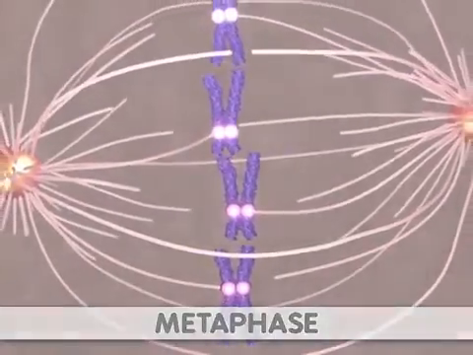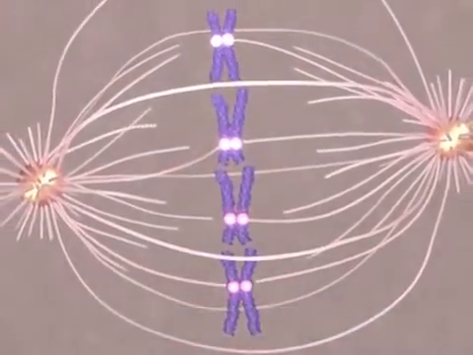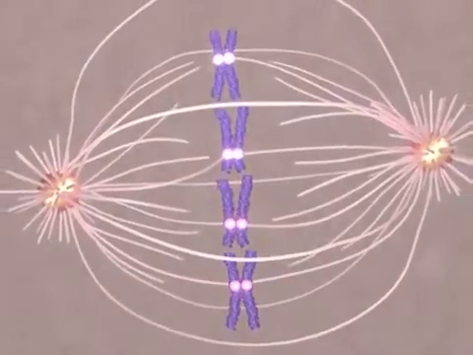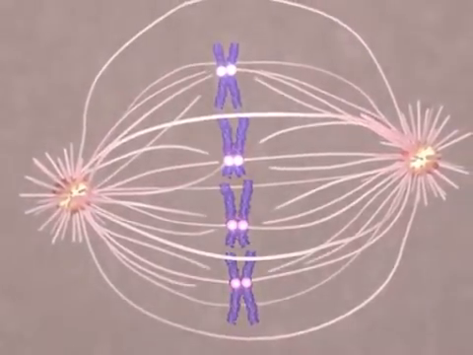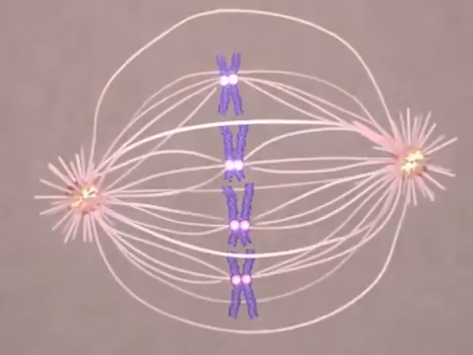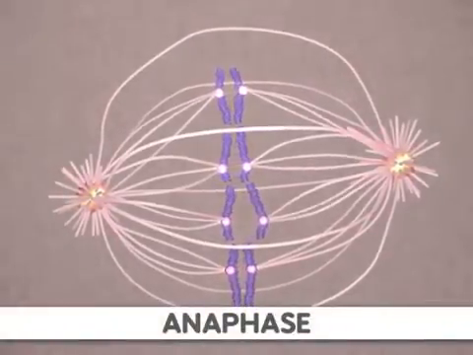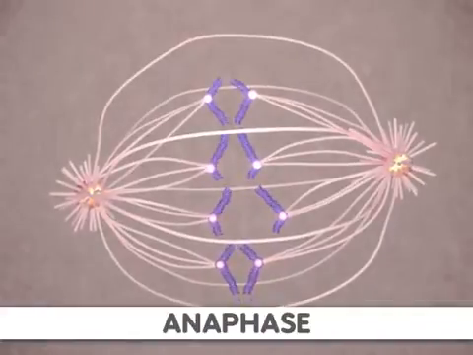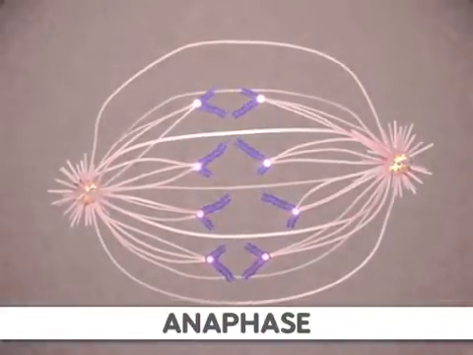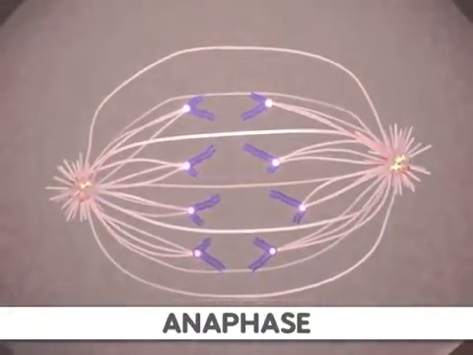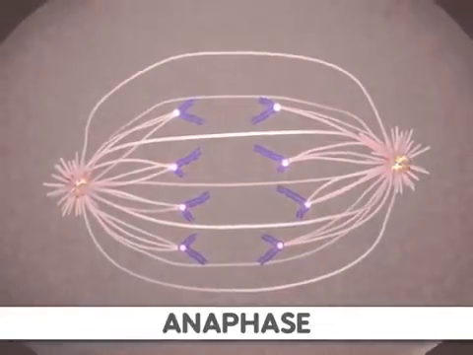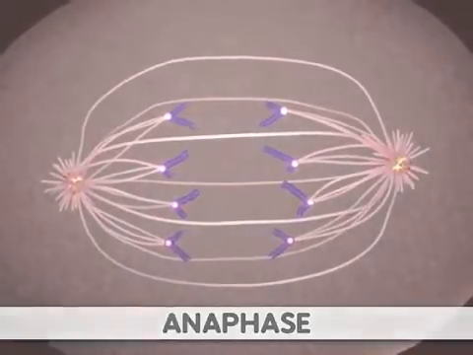Now the sister chromatids are ready to be separated. This occurs during anaphase through a shortening of the microtubules attached to the kinetochores. Additionally, the poles of the cell move farther apart, causing increased separation of sister chromatids. At the end of anaphase, the sister chromatids have moved to the two ends of the cell.